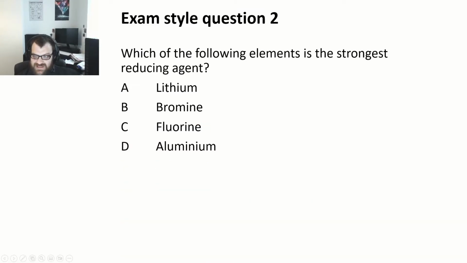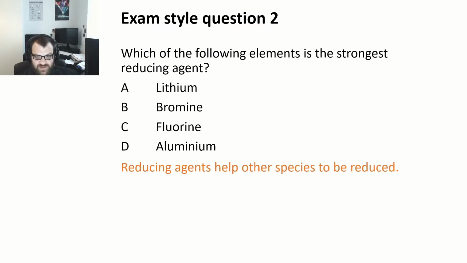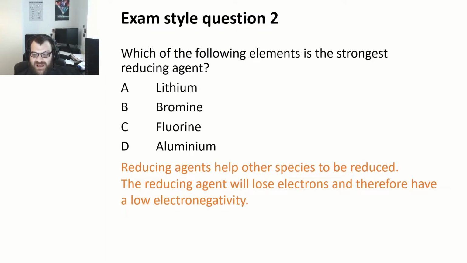In this one, we're asked which of the following elements is the strongest reducing agent. This means it's really good at helping other things to gain electrons. What we're looking for, therefore, is something that has a low electronegativity. And in this case, the chemical which has the lowest electronegativity will be lithium. It's at the top right-hand side of the electrochemical series.